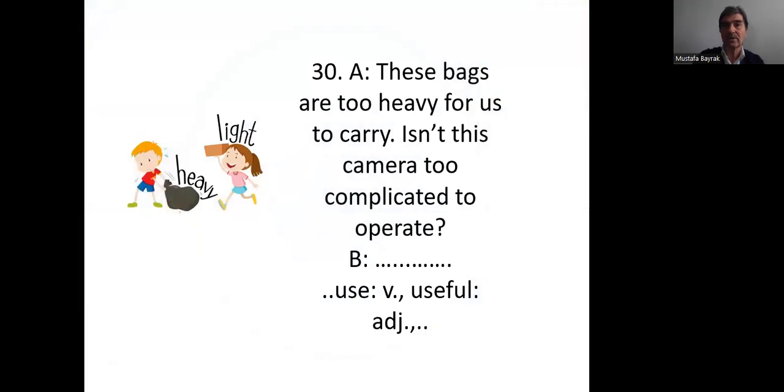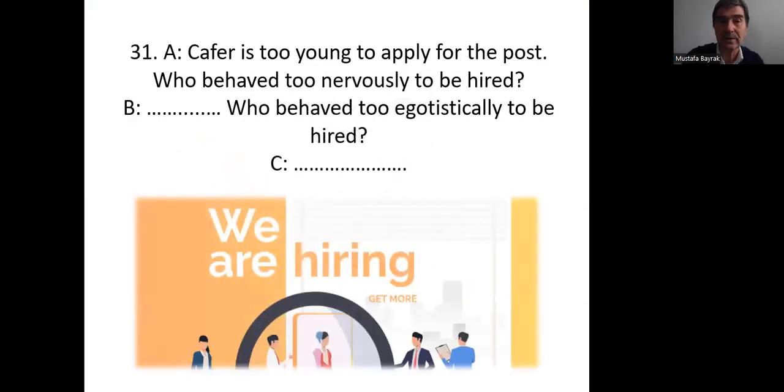30. These bags are too heavy for us to carry. Isn't this camera too complicated to operate? Yes, you are right. It is too complicated to operate. Use means verb, useful, adjective. But it is useful. We can use it soon after learning.